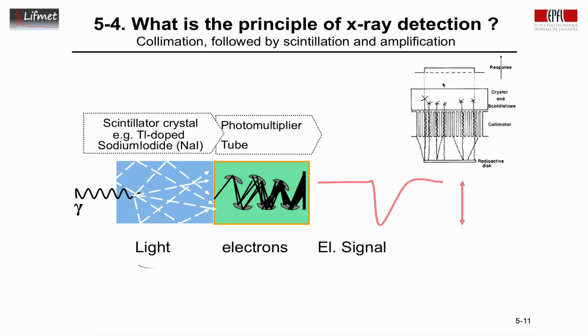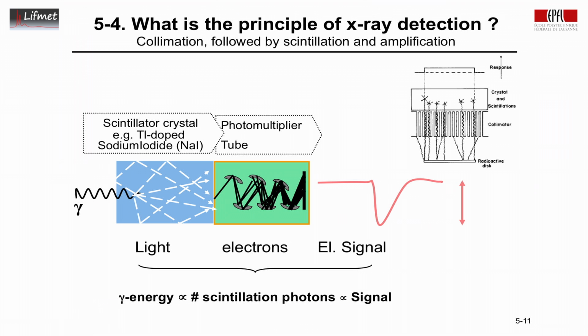One important feature of this detection process is that the energy of the gamma photon, of the X-ray, 140 kiloelectron volts is one example, is proportional to the number of scintillation photons. Those are these guys here in white. And this, in the end, is proportional to the signal that we measure. So the intensity of the signal that we measure is a measure of the energy of the X-ray. And this is an important feature for the emission computed tomography techniques that we're discussing this week and next week.